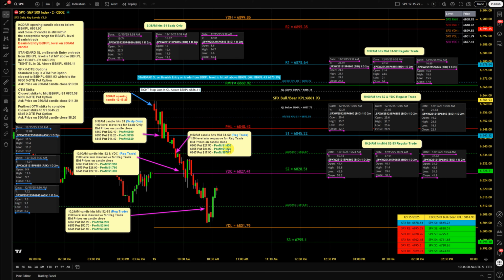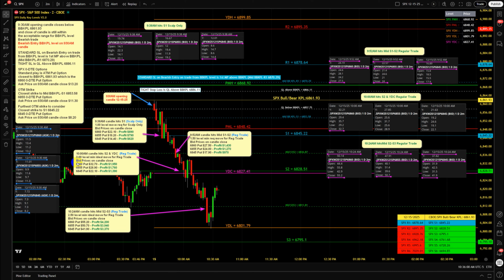So the 68.60 is now a profit of $1,430 per option. The 68.55 is $24. So that's a profit of $1,270 per option, and the 68.45 at $17.90 is a profit of $970 per option.